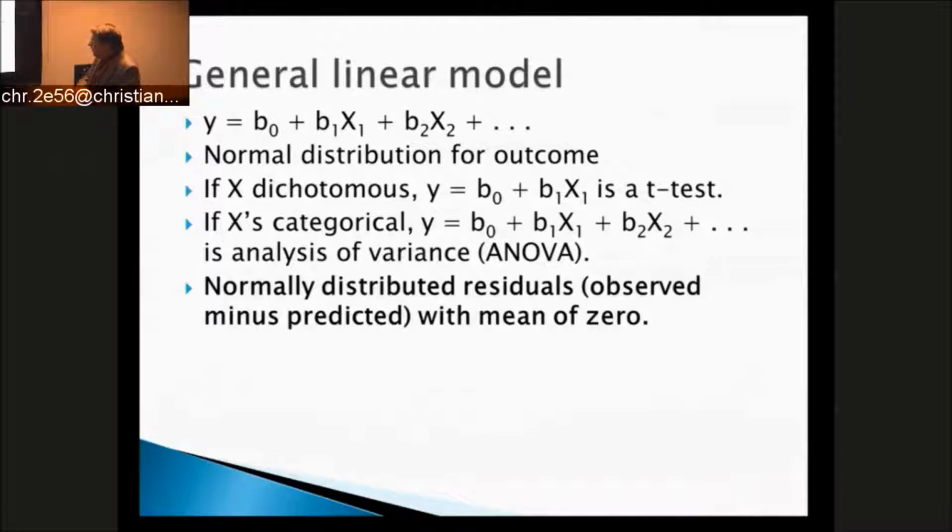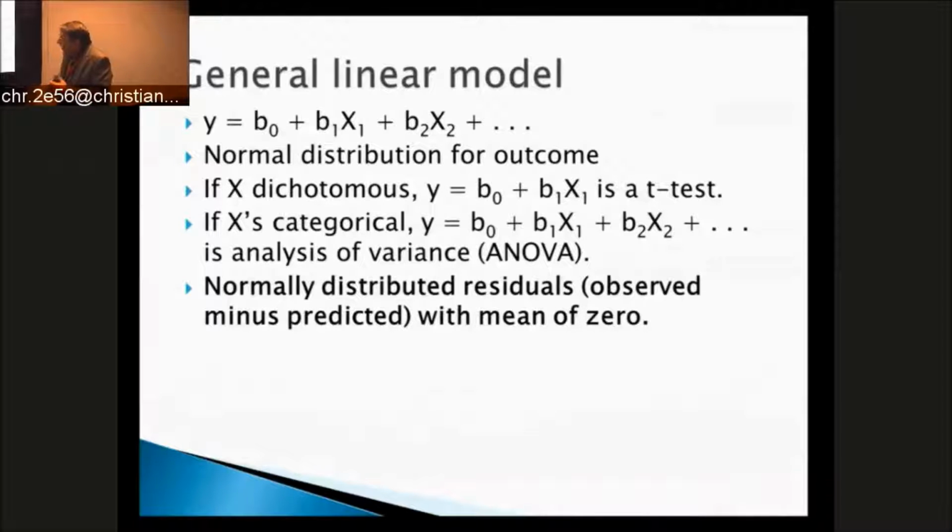And just to put this in the context of some other terminology, if you have just one covariate, and it's dichotomous, then that's a t-test. And if you have more than one x, but they're all categorical, that's analysis of variance. So those are special cases of the general linear model.